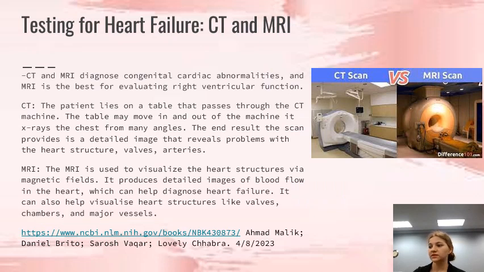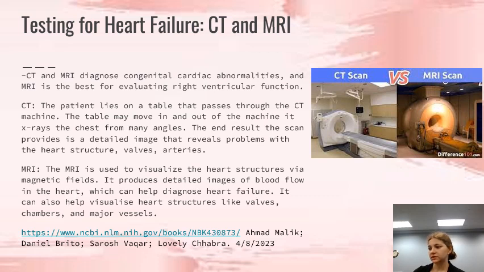Okay. So the final test for heart failure I'll be discussing today is the computed tomography scan, which is abbreviated to CT or CAT, and the magnetic resonance imaging scan, which is also called an MRI. Both scans are used to diagnose congenital cardiac abnormalities, but the MRI is really the gold standard for evaluating right side ventricular function.